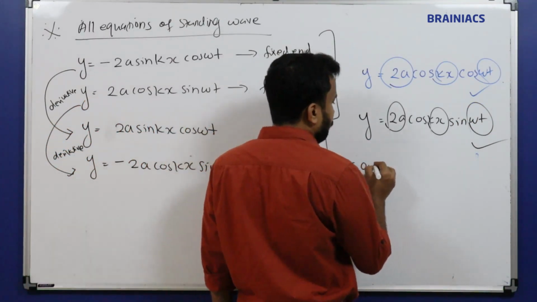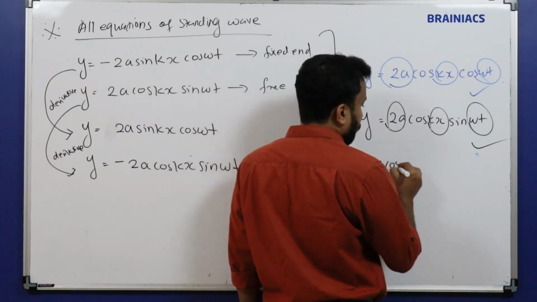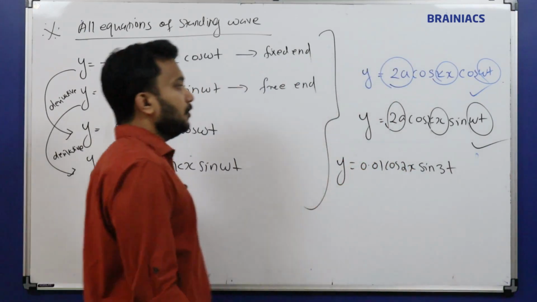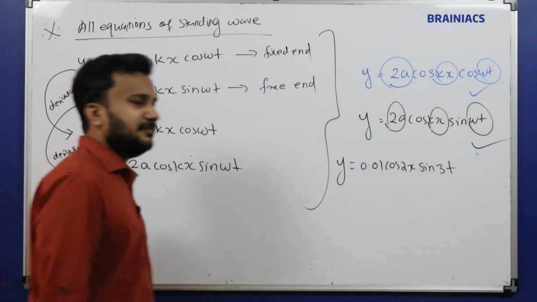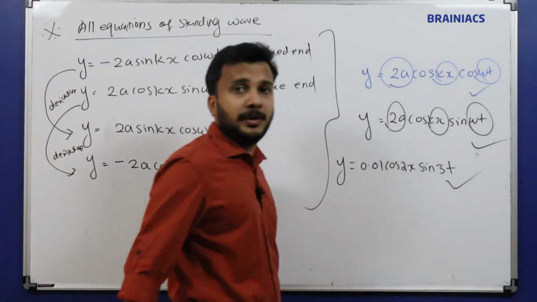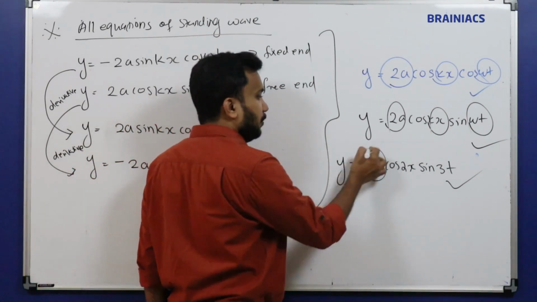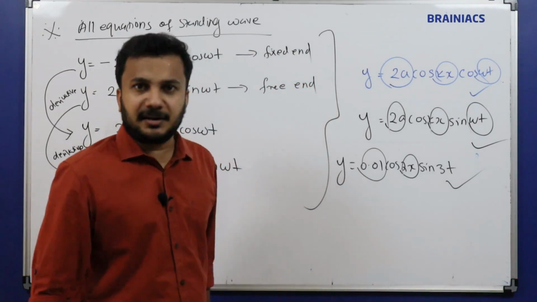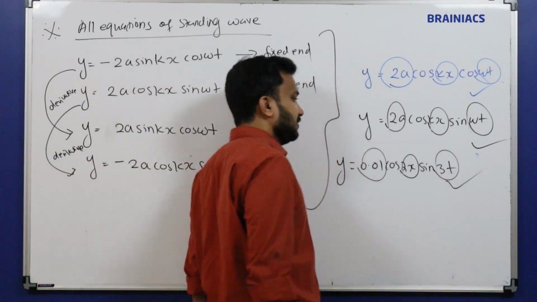Let me put one example. y is equal to 0.01 cos 2x sin 3t. Is this a standing wave? Yes, it's a standing wave. Where is 2a? 2a is 0.01. Where is kx? kx is 2x. Where is omega t? Omega t is 3t. Yes, this is an equation of a standing wave.